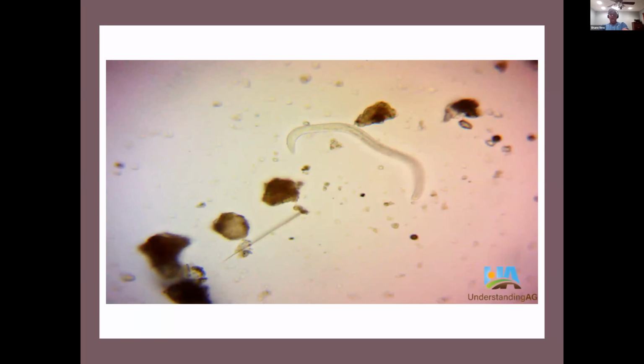This is another great example. This is a bacterial feeding nematode eating bacteria. All that black stuff there within his gut, that's bacteria. So basically he's consuming that bacteria, which has nutrients immobilized, and through the consumption of the bacteria by the nematode, it is now mineralizing that, making those nutrients now plant available.